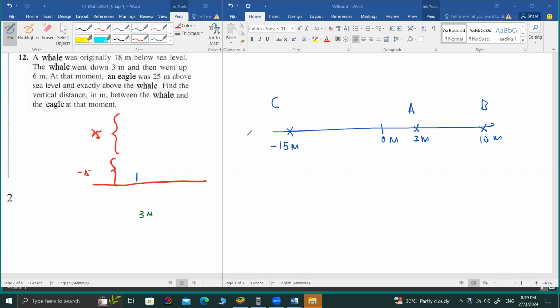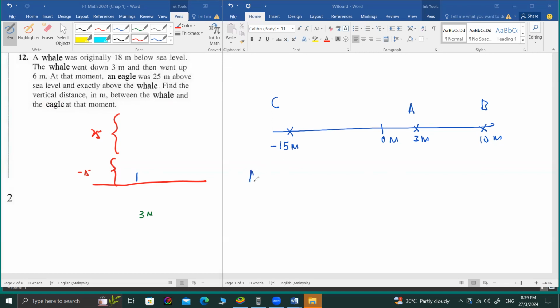Let's say another friend here at negative 15 meter. What is the distance A and C? 18, yes. The distance A and C is 18. 15 plus 3. Distance, we don't tell negative. Distance, you see, from here, is it 15? From here, is it 3? So 15 and 3, 18.